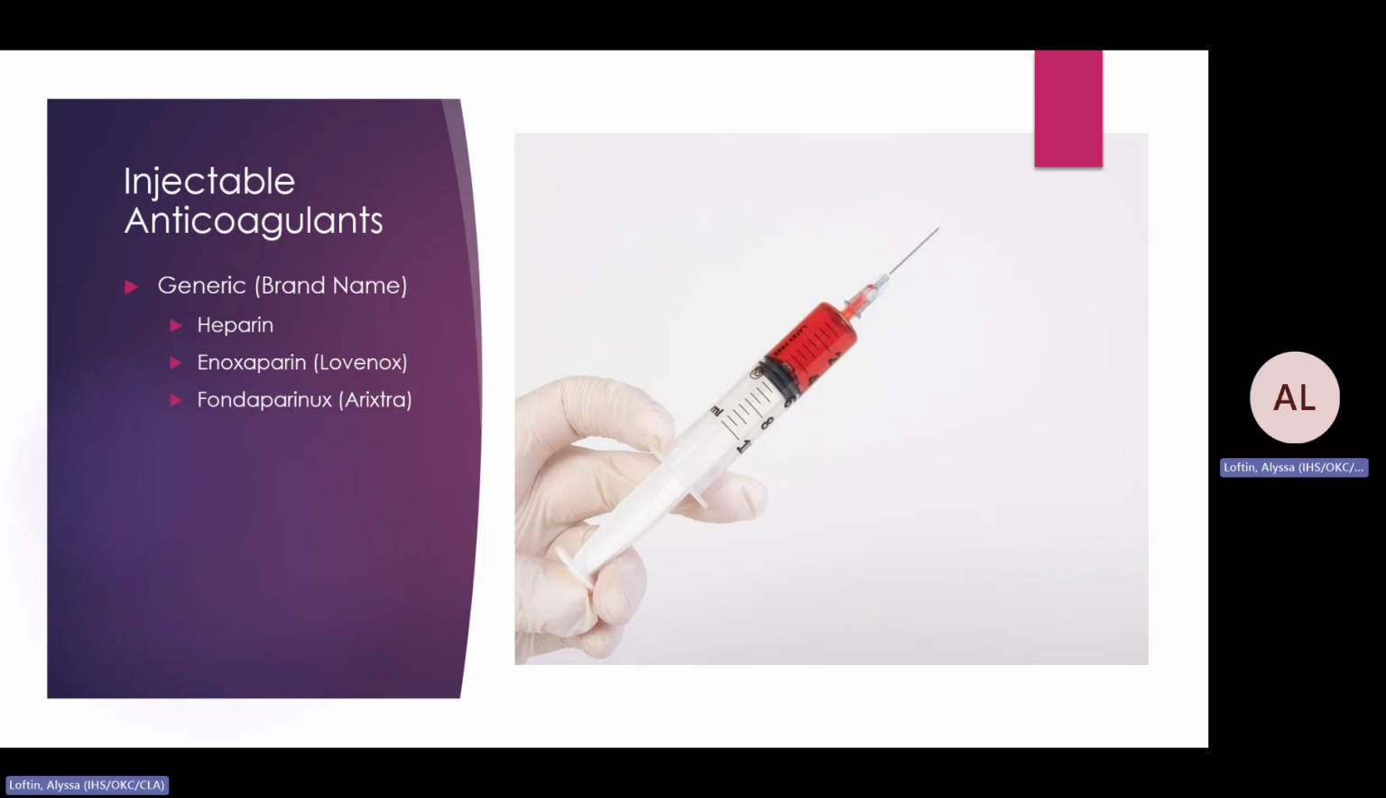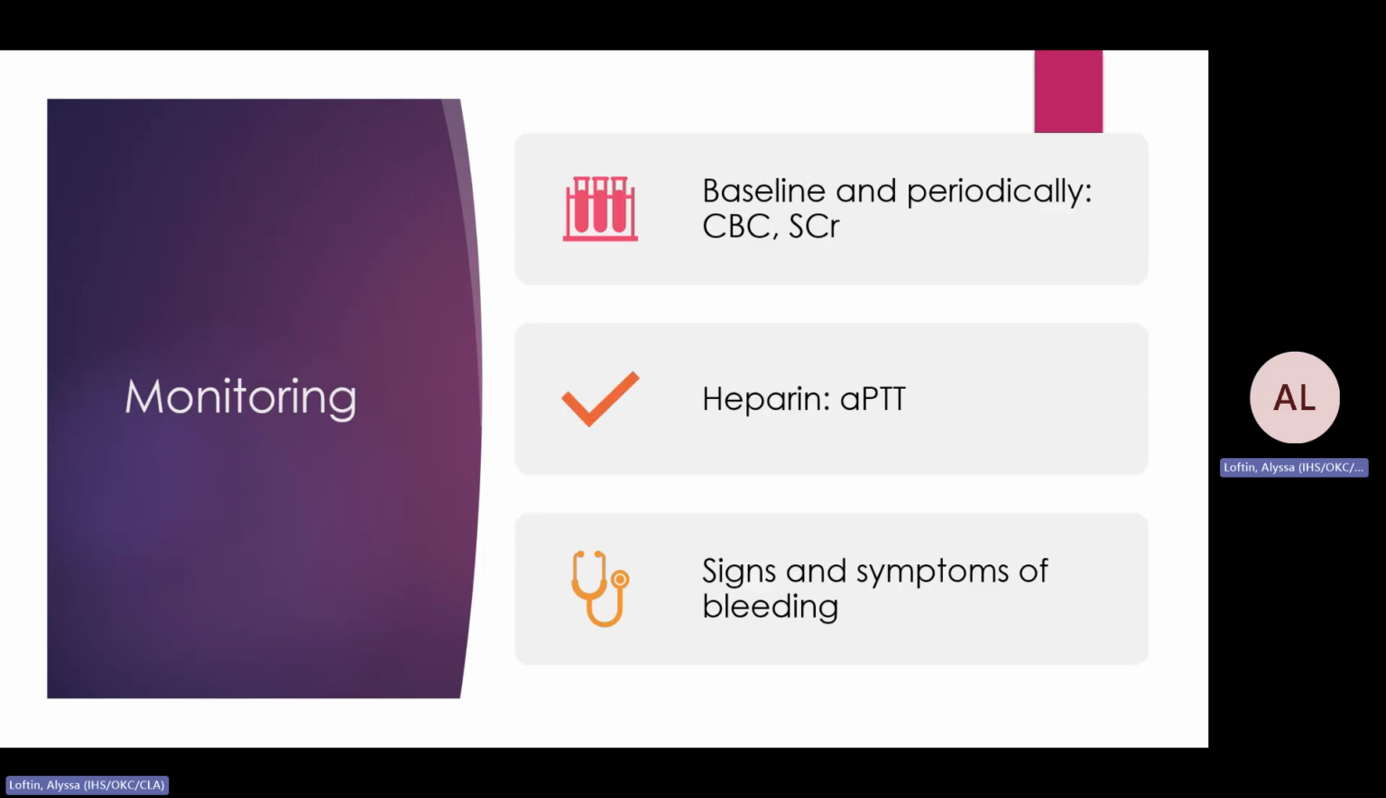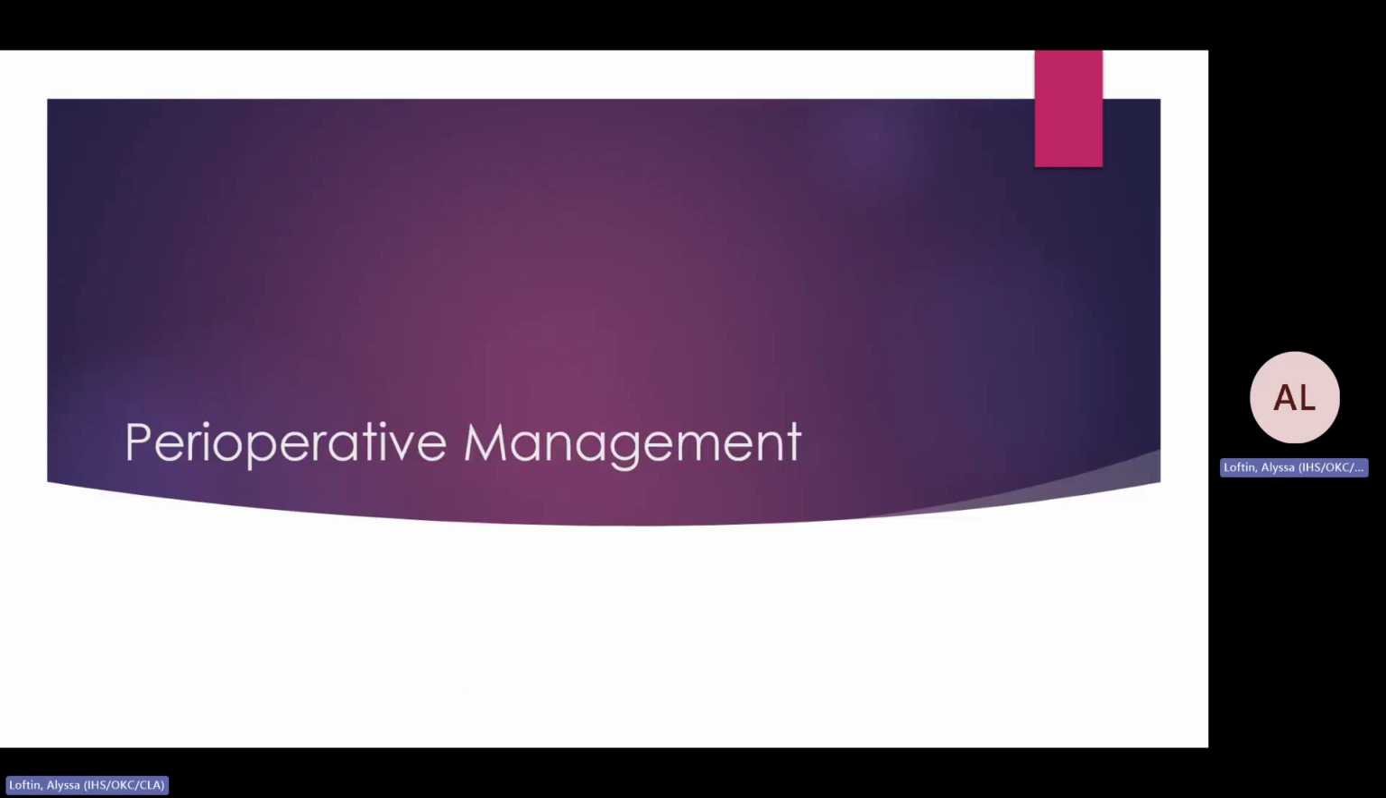For the injectable anticoagulants, such as heparin, enoxaparin, and fondaparinux, adverse effects of these include bleeding and bruising, and they can cause injection site reactions and anemia. There is heparin-induced thrombocytopenia that we need to monitor, and then with fondaparinux, we can see hypotension. So for monitoring on these, baseline and periodically, we need to monitor CBC and patient serum creatinine. With heparin, we need to monitor the APTT and signs and symptoms of bleeding.